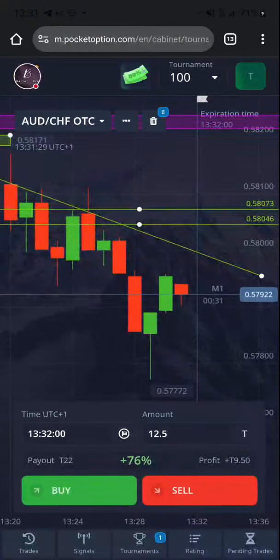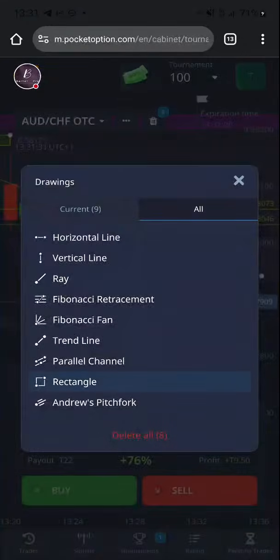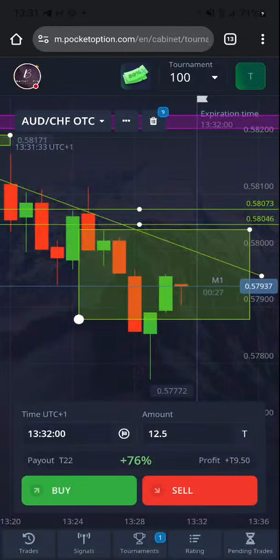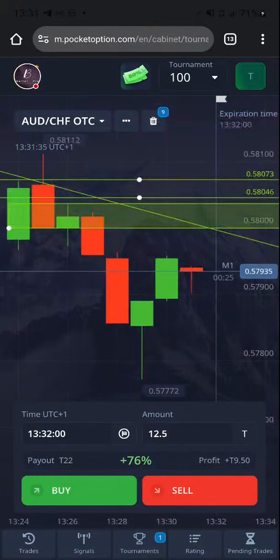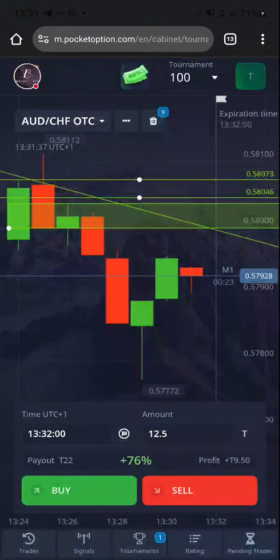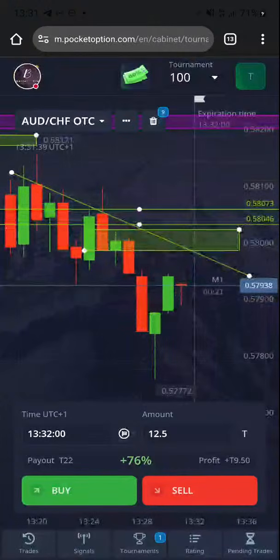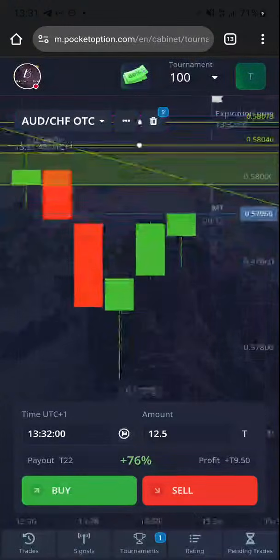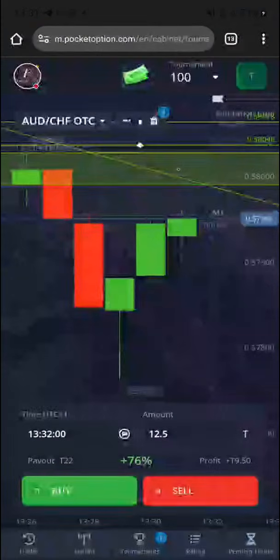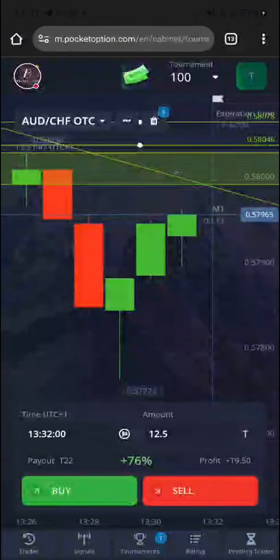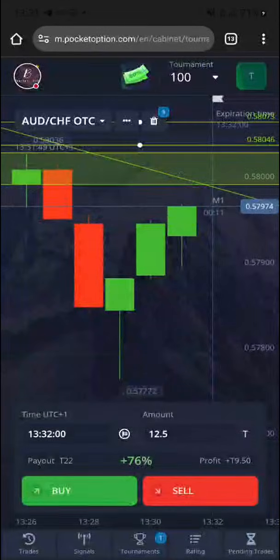I'm planning to go with the sellers here, and I'll tell you why. We have a supply area up here. If price comes into this area, we have this common point of rejection down here, and we have a round number, 0.58 thousand. This area is a very good place to enter the market. If price comes up here, I'm entering with buyers.